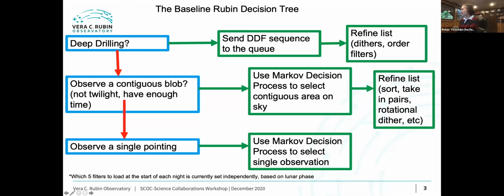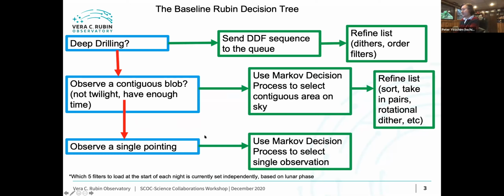If there's no deep drilling field that currently wants to be observed, we try to observe a contiguous blob on the sky. We call it the blob scheduler. This will execute if it's not twilight time and we have enough time to do a large blob, in which case we use a Markov decision process to select our contiguous area. Then again, we have some refining steps once we make that list. And if it's twilight time or we don't have enough time, we go to observe a single pointing and use a similar Markov decision process, but now just pick one pointing.